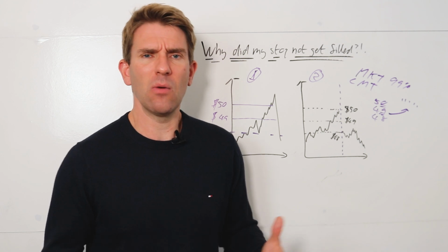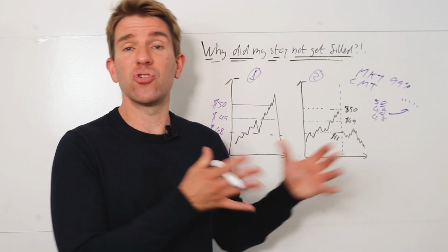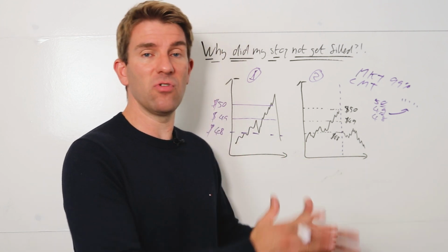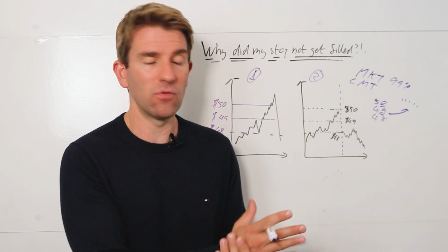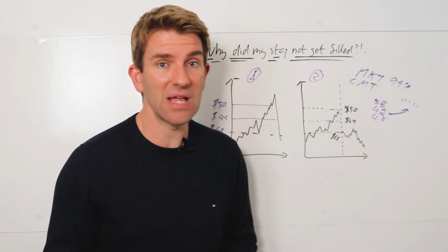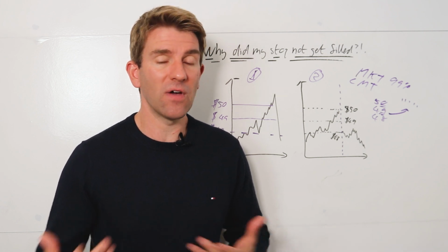And then you're like, why can't I get filled at 49? Because it's never traded there. It just gapped straight through that. The first available price was trading at 48. And so you're unfortunately going to get slippage, which is why stops aren't perfect.